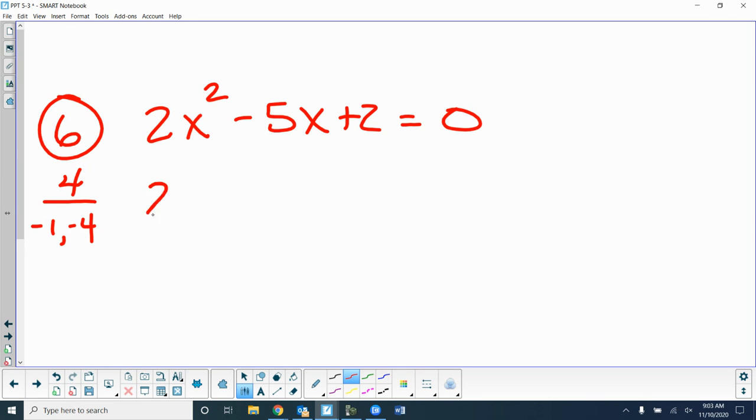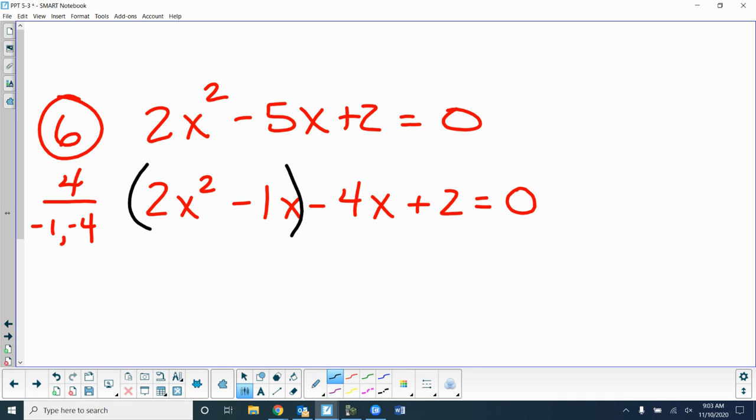So I rewrite this. 2x squared. Instead of minus 5x, I go minus 1x minus 4x. All right? Same problem. I just made negative 5x into those two. Now I do what? What do I call it? Grouping. See the negative? Inside the group, just put a plus sign between them now.